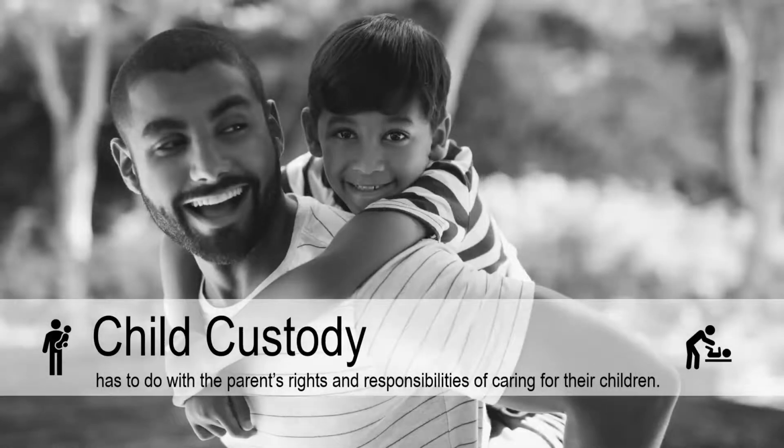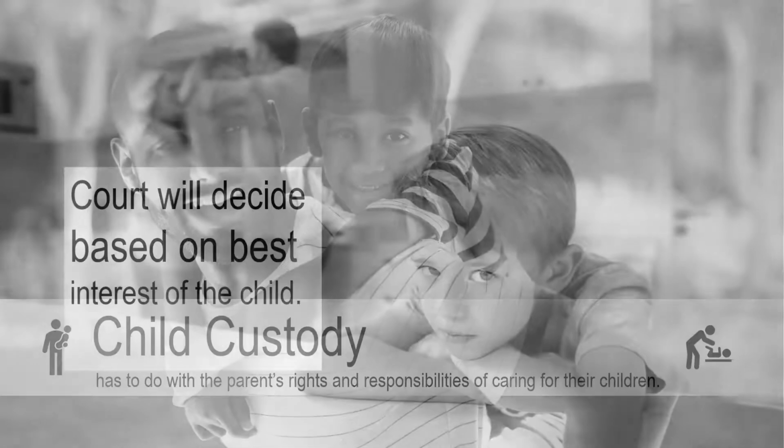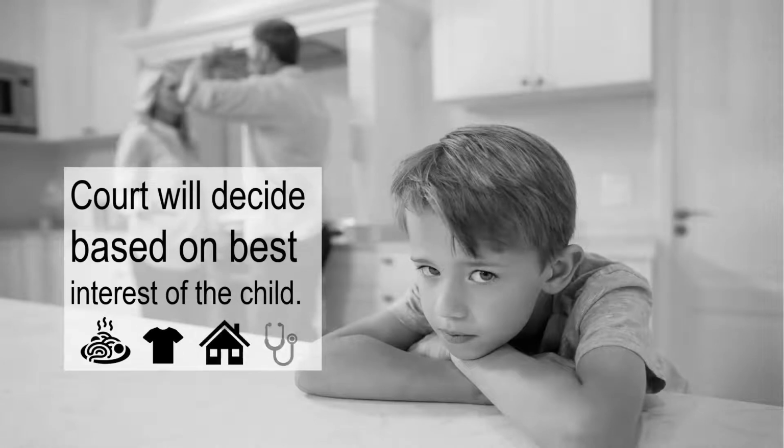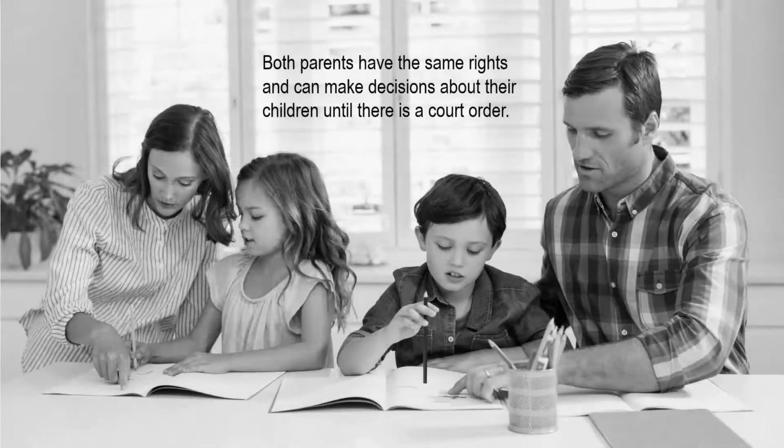Child custody has to do with the rights and responsibilities of parents on taking care of their children. Sometimes, parents can agree to a plan. Other times, they cannot agree, and the court will decide the plan based on the best interest of the children. Until you have a court order, both parents have the same rights and can make decisions about their children. There are two types of custody that will come up in your case, and you will need to make your choices for each type.